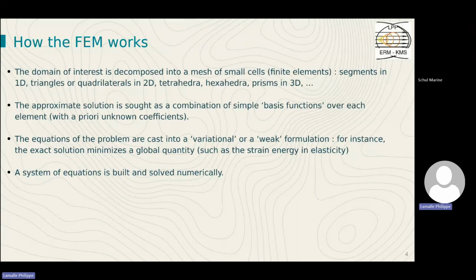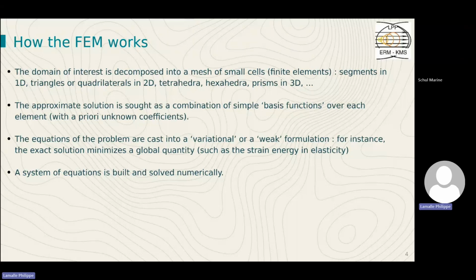So how does the finite element method work? You have a domain of interest where you want to solve a problem. The domain is decomposed into a mesh of small cells, the finite elements. The problem can be 1D, 2D, 3D. In 1D, your elements are segments of a straight line. In 2D, you can have triangles, quadrilaterals typically, and in 3D, tetrahedra, hexahedra, prisms, etc. Once the domain is decomposed, one expresses a solution approximately as a combination of simple basis functions, which are defined over each element.